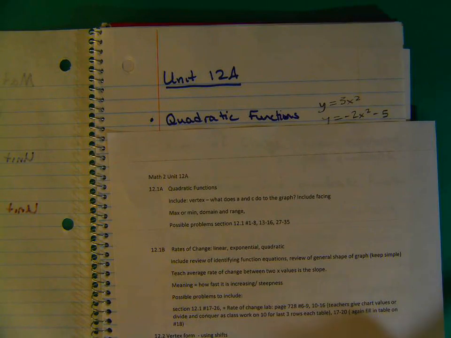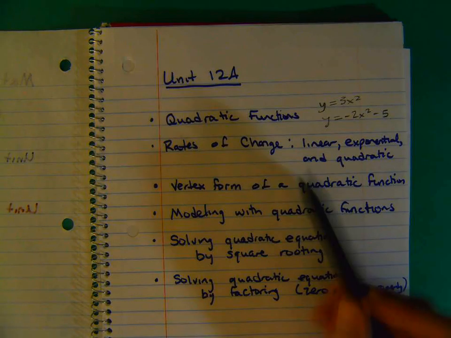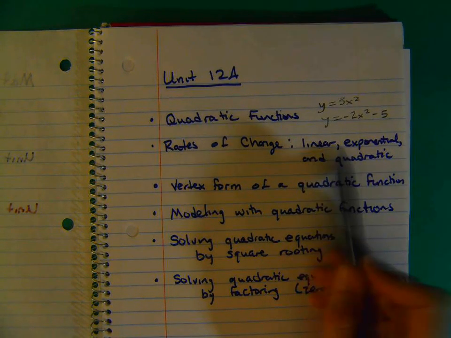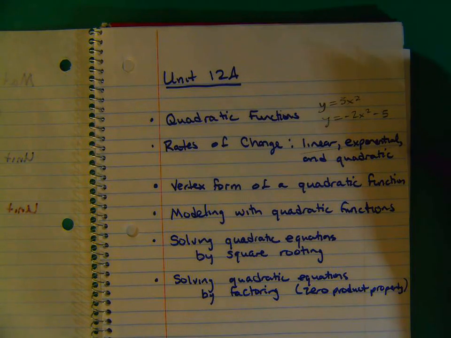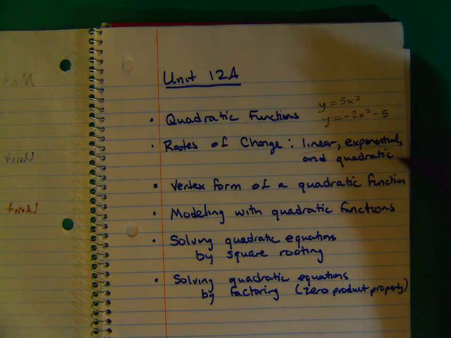Okay, from that, before we go on to vertex form, we're going to look at rates of change and compare linear, exponential, and quadratic. Now, students have done linear and exponential in Math 1. They actually did pretty well on this unit in Math 1. And so now they're going to compare, and they talked about what the average rate of change was.